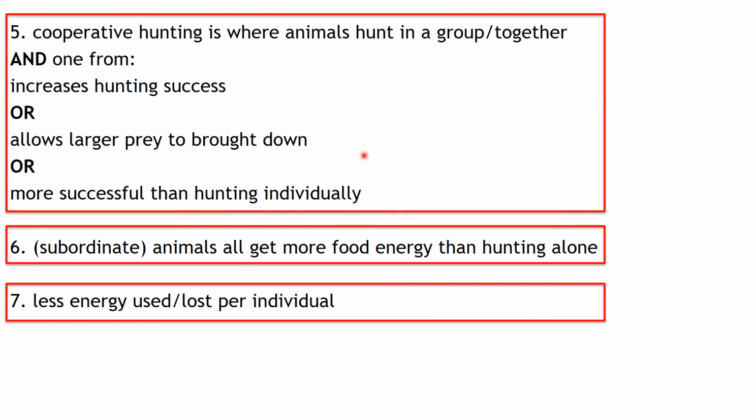Also, cooperative hunting is where animals hunt in a group together, but you need a bit more than that. You need to give a benefit as well. So it increases hunting success, allows you to hunt larger prey, or is more successful than hunting alone. And then a couple of other benefits: animals get more food or energy than hunting alone, and less energy is used or lost per individual.